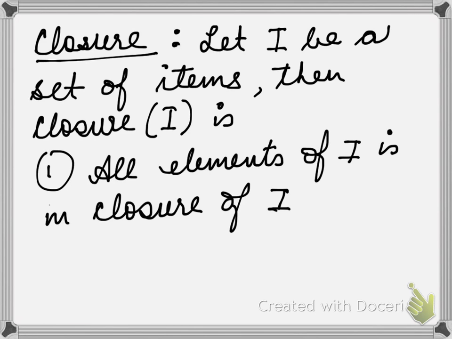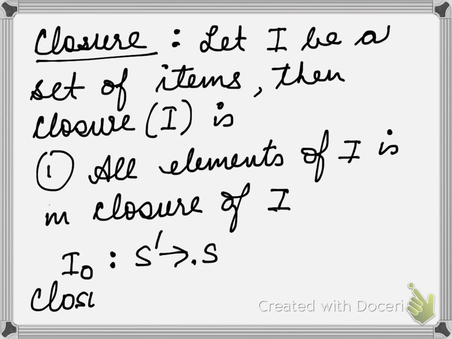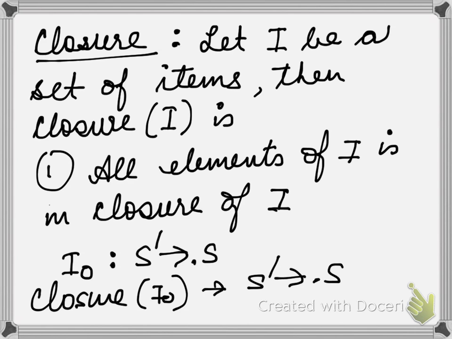The first one is very trivial. If I is a set of items, then every item of I is also in the closure of I. So suppose my item is S' derives dot S. Then the closure of I0 will contain all items of I0, so it will contain this item itself. This is like the base case.